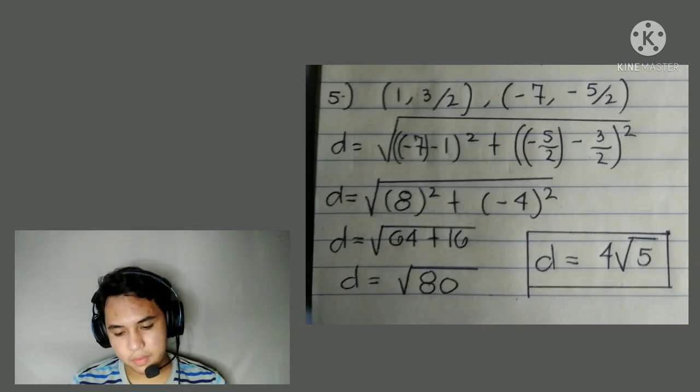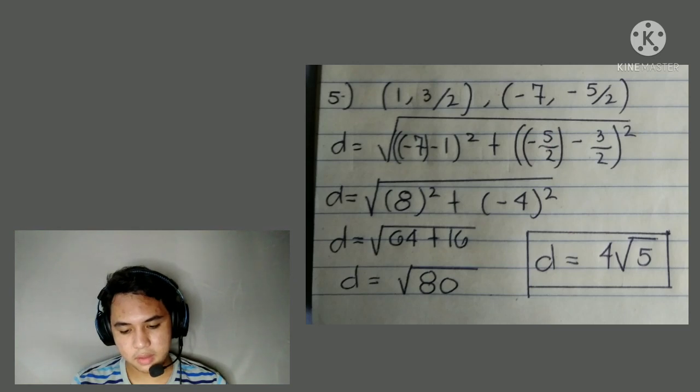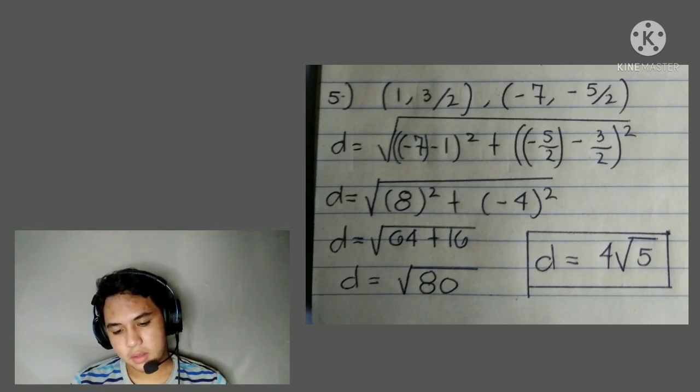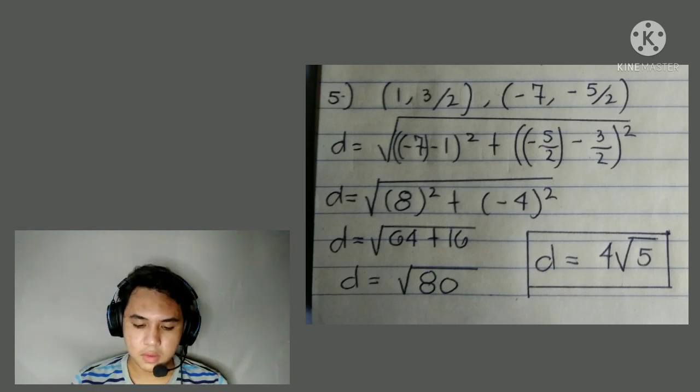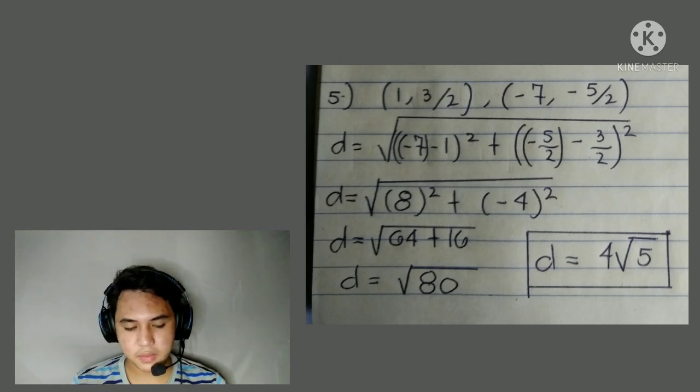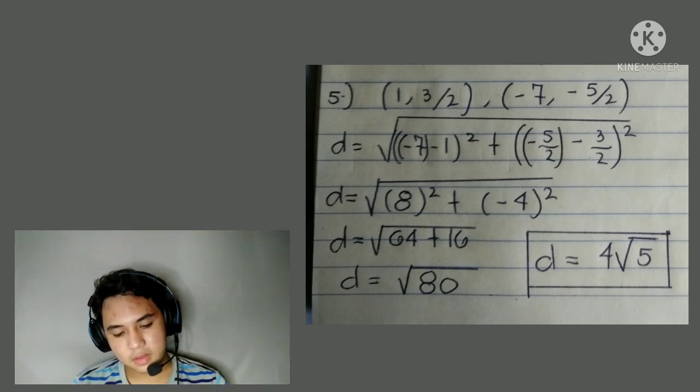For number 5, we have here our points, (1, 3/2) and (-7, -5/2). So again, to find their distance, we need to solve using the formula. Distance is equal to the square root of the quantity negative 7 minus 1 squared plus negative 5 over 2 minus 3 over 2 squared. And if we simplify, we will get the square root of 8 squared plus negative 4 squared.